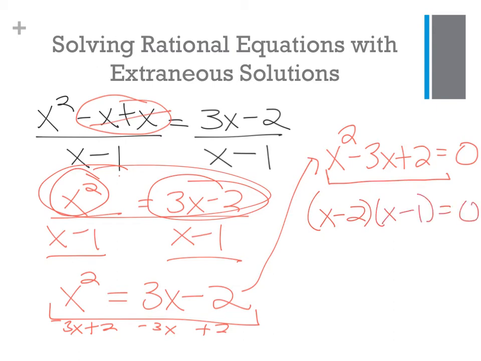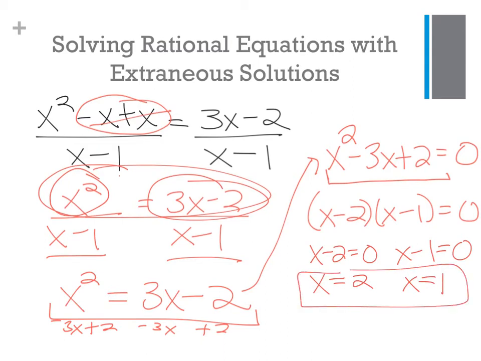So x minus 2 times x minus 1. If you have a negative 2 and a negative 1 multiplied together, that gives me positive 2. And when I multiply the outer and inner terms, negative 1x and negative 2x give me a total of negative 3x as my middle term. So when I set these factors equal to 0, x minus 2 equals 0 and x minus 1 equals 0, that implies that x equals 2 and x equals 1.